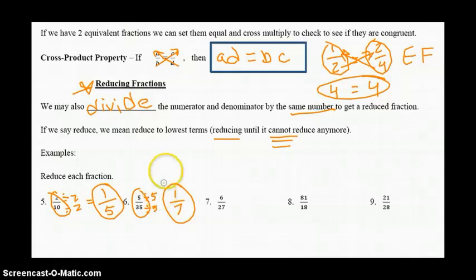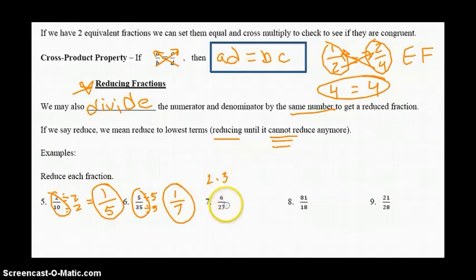Last one before I let you go on the last two. 6 over 27. Now this is a tricky one. Does 6 go into 27? No, it doesn't go in evenly. So therefore we've got to look at a different factor. Factors are just numbers that, when multiplied together, get a larger number. So the factors of 6, what are two factors? We have 2 times 3, right?